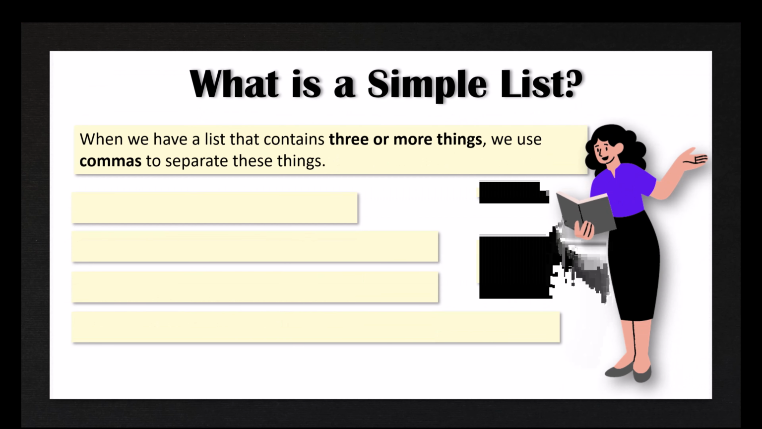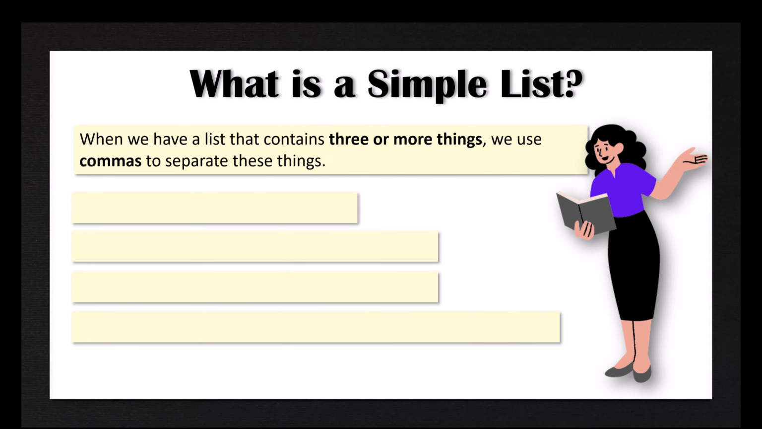First of all, what is a simple list? Well, when we have a list that contains 3 or more things, we use commas to separate these things. So let's look at this example. Mom bought bread and pasta. Here we only have 2 things in this list, so we don't use commas.